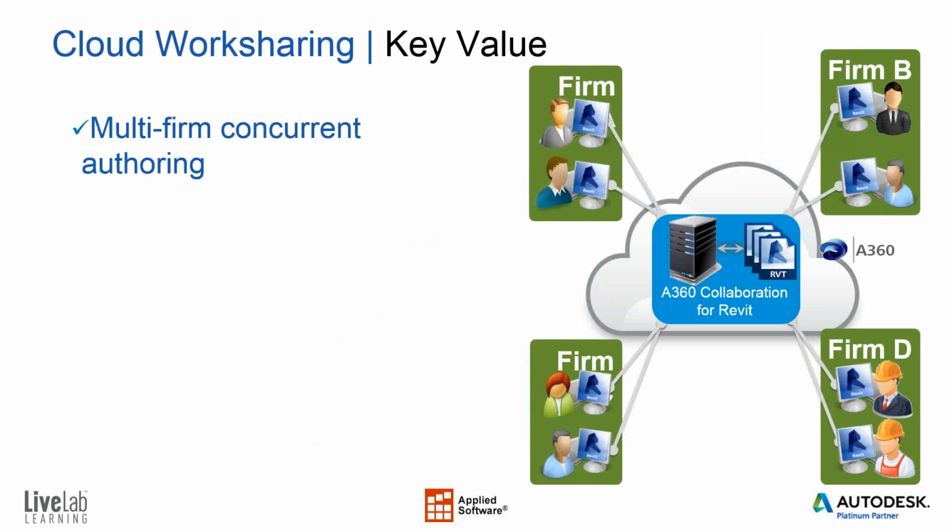So it allows you to have multi-firm concurrent authoring. So we can have a firm in Washington D.C. with somebody working on the model, and at the same time somebody in Atlanta working on the same model, and it will tell you instantly if somebody starts working on something that somebody else is working on. It will tell you, just like it does locally, that you cannot modify that object because somebody else is working on it. You can check out work sets just like you can locally. So it works exactly the same way.